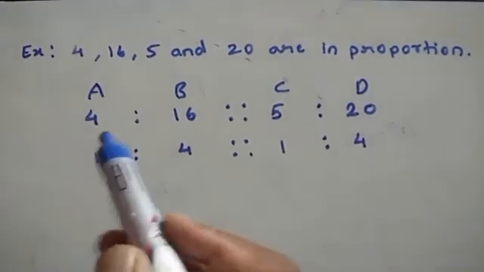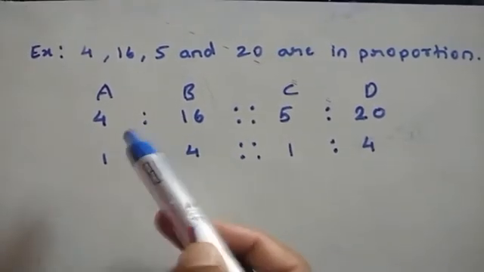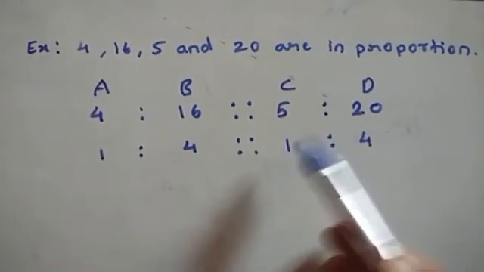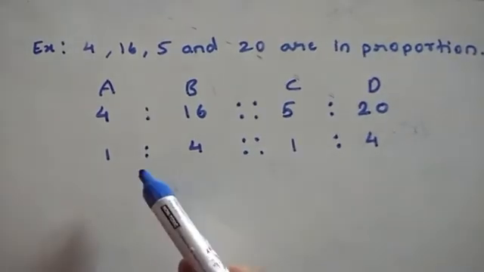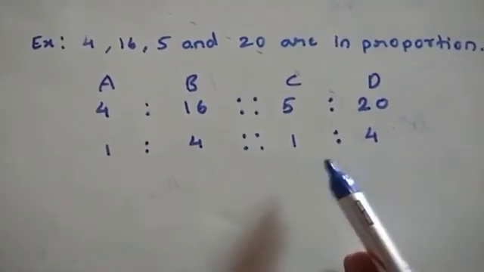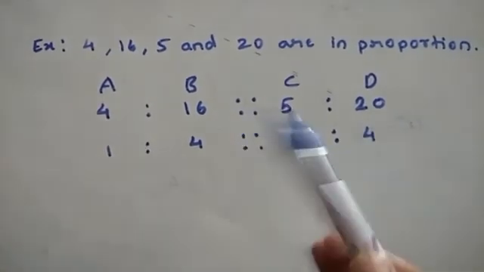We know that 4 and 16 are divisible by 4, therefore 4 ones are 4 and 4 fours are 16. As here 5 ones are 5 and 5 fours are 20. Now here see, both the ratios are 1:4 and 1:4, both the ratios are equal, therefore they are in proportion.